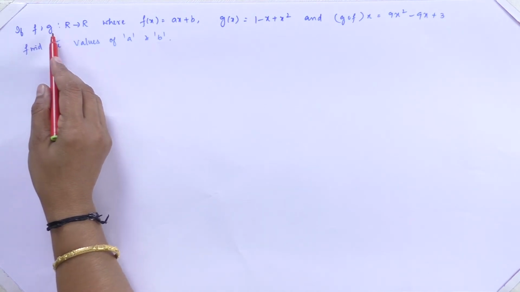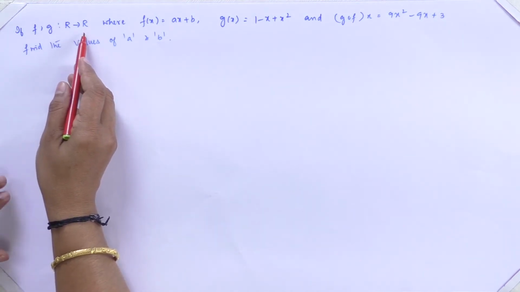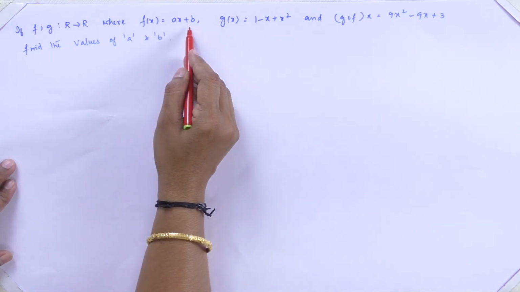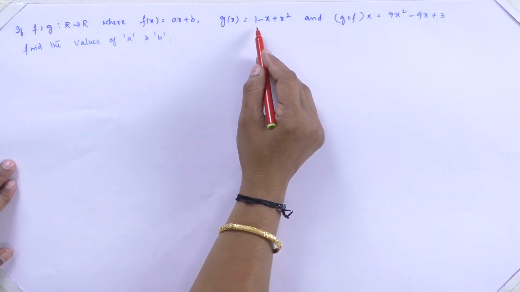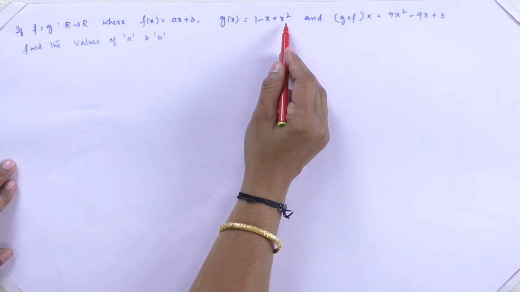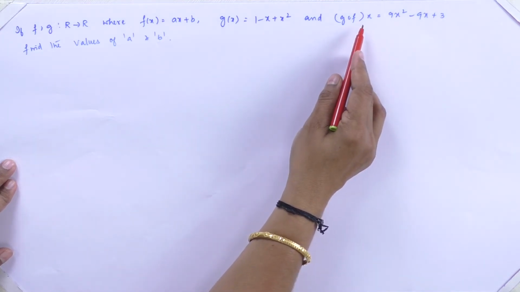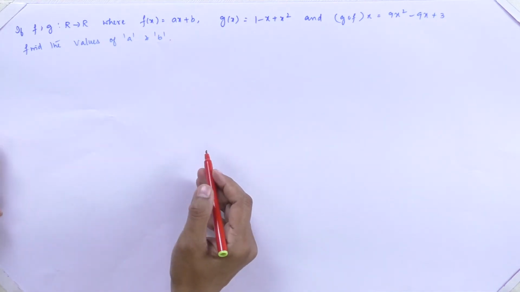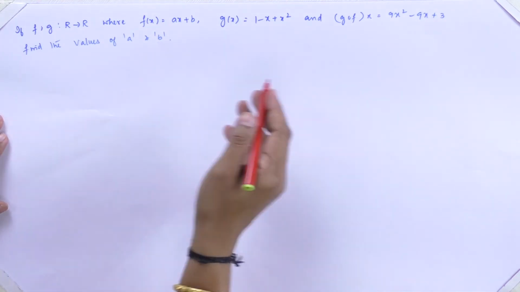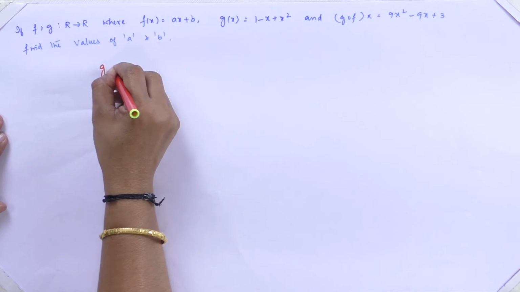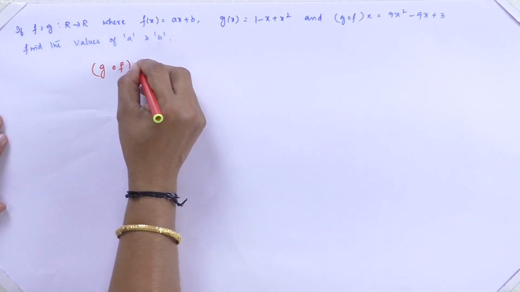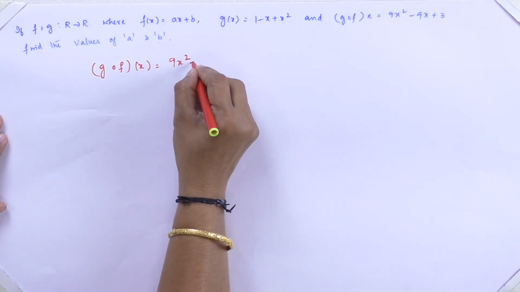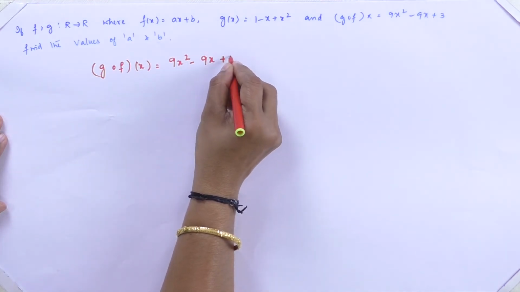So f and g are functions from real numbers to real numbers, where f of x is defined to be ax plus b, and g of x is defined to be 1 minus x plus x square, and g composition f of x is defined to be this, and with this we are supposed to find the values of a and b. So what is given as f composition g of x? It is given to be 9x square minus 9x plus 3.